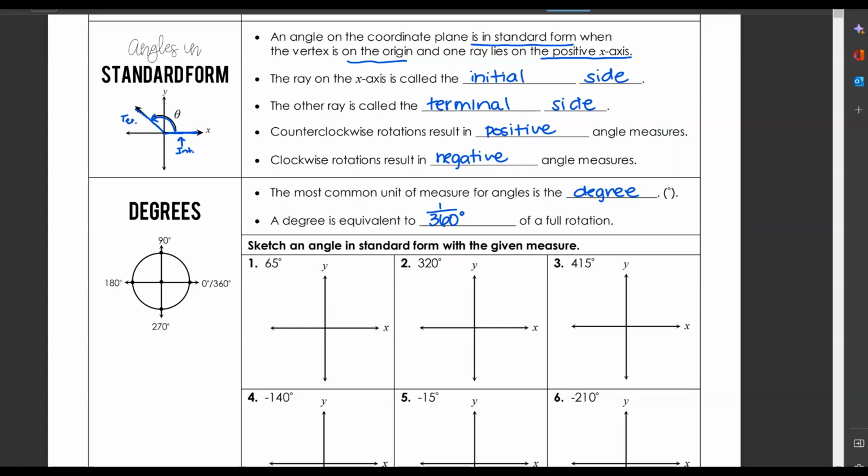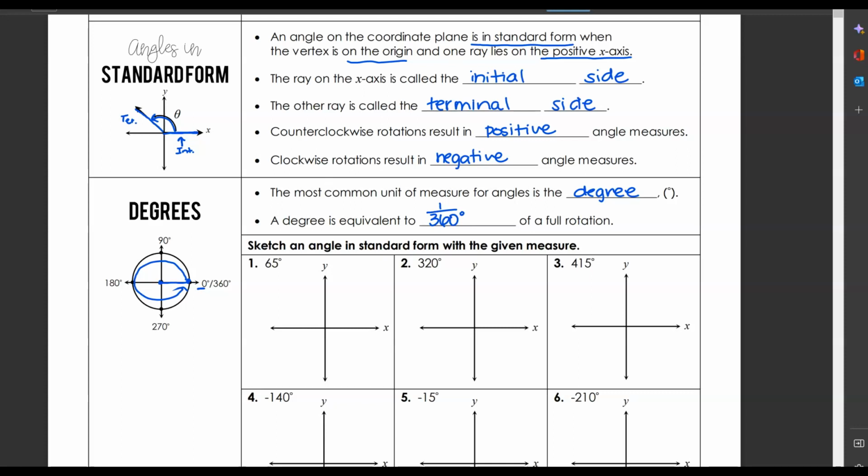When we talk about degrees, we're starting here on the positive side of the x-axis and we are rotating counterclockwise until we finish that circle. When we start, we call that 0 degrees. When we end that entire rotation, we're at 360 degrees. So we want to sketch the angle in standard form for the given measure.